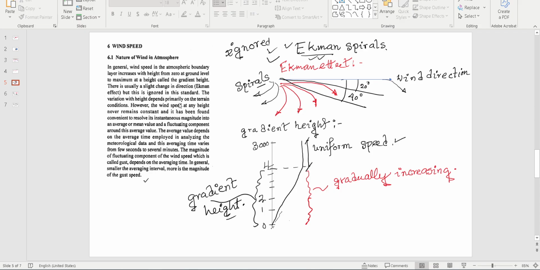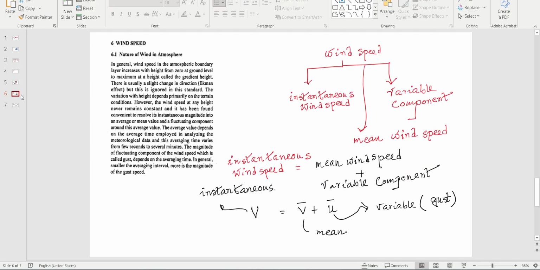And the variation of the heights depends primarily upon the terrain condition. However, the wind speed at any height never remains constant. It has been found convenient to resolve the magnitude. The average value depends upon the average time employed in analyzing the meteorological data.